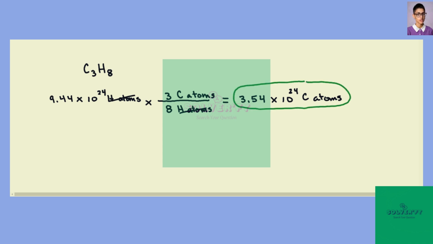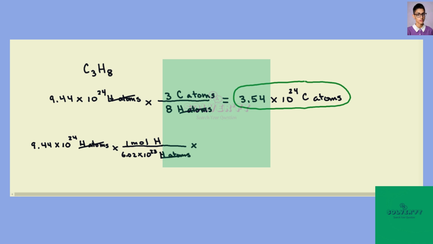Second part of the question wants to know the total mass of this sample. So I'm going to start over again with our 9.44 times 10 to the 24th hydrogen atoms. And I want to convert that to moles of hydrogen. All right, so to do that, I need to divide by Avogadro's number, 6.02 times 10 to the 23rd hydrogen atoms in every mole of hydrogen. All right, so we're dividing by 6.02 times 10 to the 23rd. So hydrogen atoms will cancel.